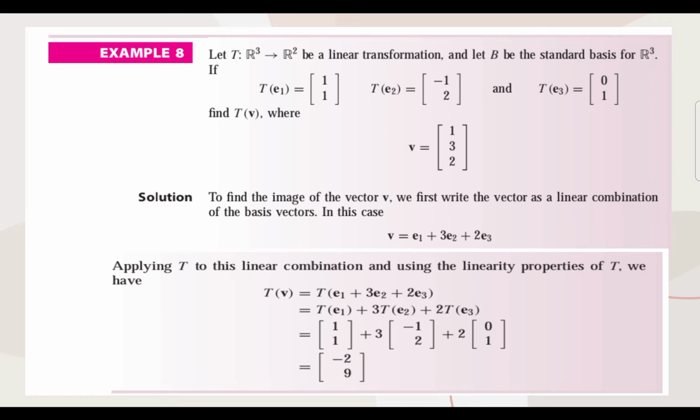So the solution: decompose the vector, expressing V as a linear combination of the basis vectors. We have V equals 1 e sub 1 plus 3 e sub 2 plus 2 e sub 3. Then we apply linearity. Because T is a linear transformation, we can distribute T across the sum and pull out the constant coefficients. So we have T of V equals 1 T of e sub 1 plus 3 T of e sub 2 plus 2 T of e sub 3.